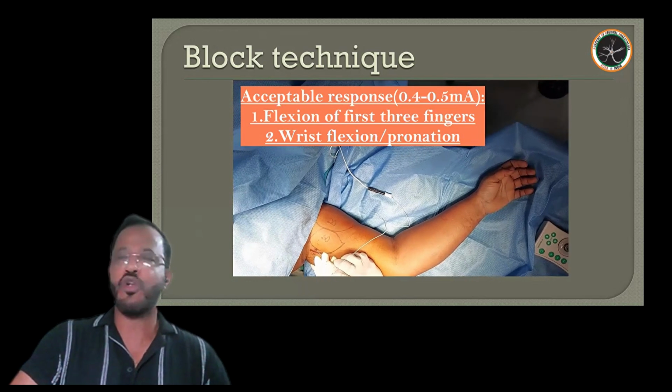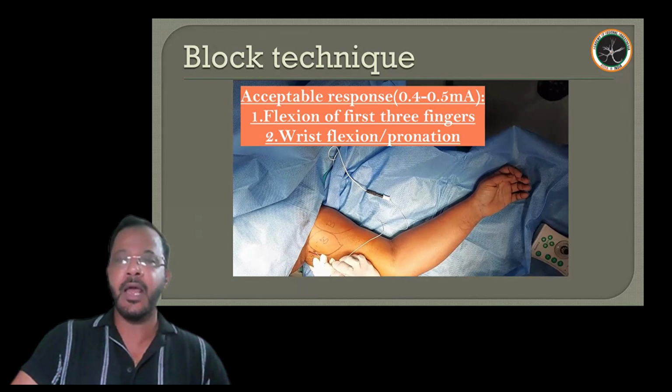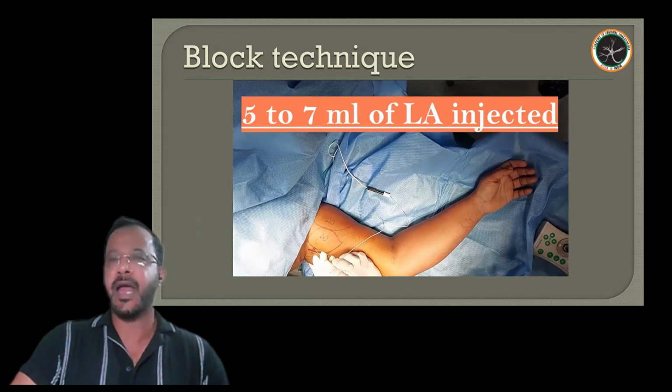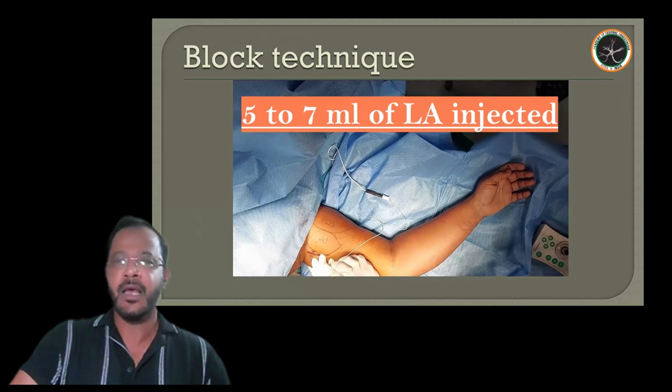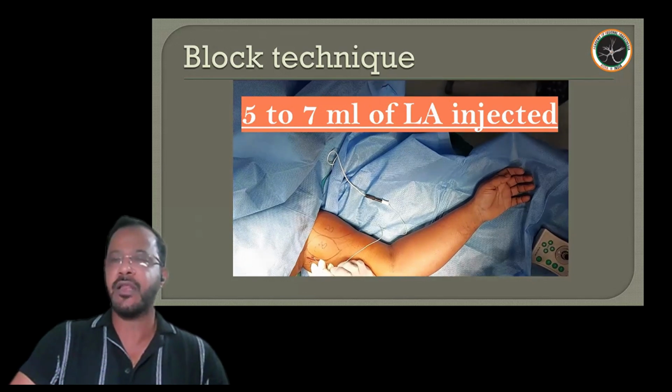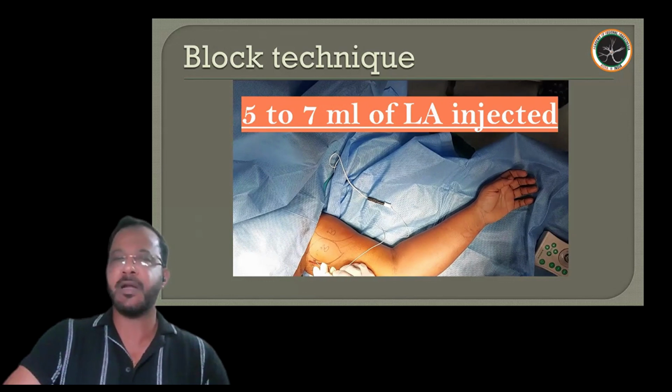Reduce the current to 0.2 to see whether your needle is not intraneural. Increase the current and inject around 5 to 7 ml of local anesthetic. And after injection, your motor response stops. This is the positive Raj sign. It means your drug has been deposited in the right place.